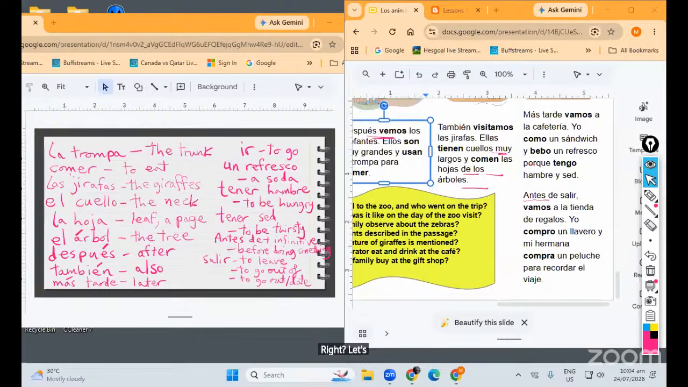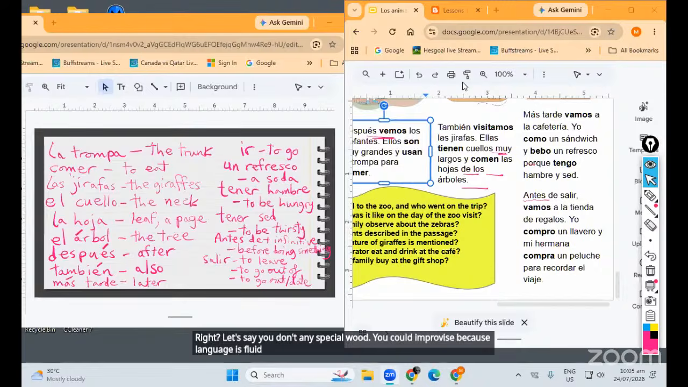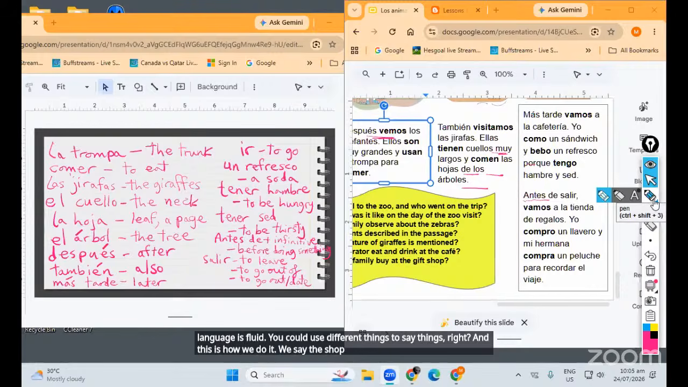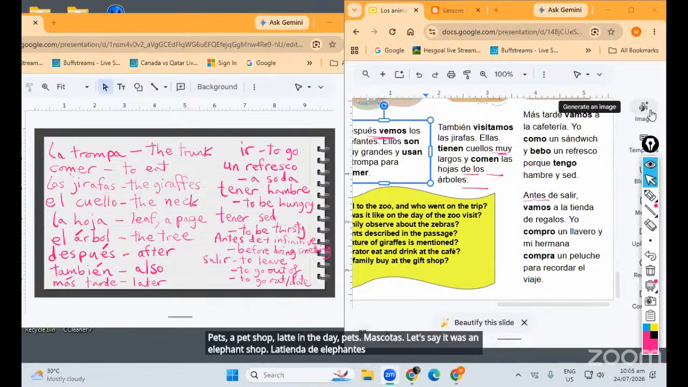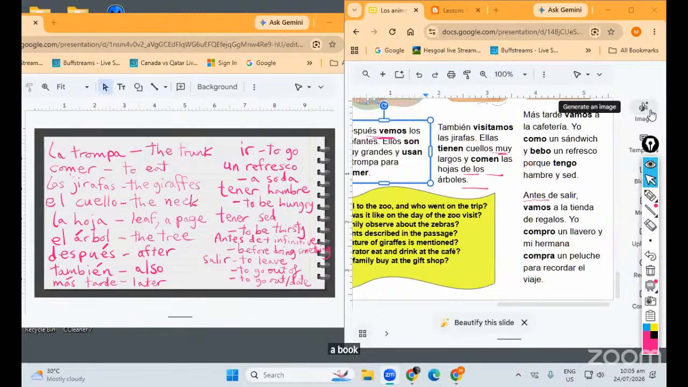Let's say you don't know the special word. You could improvise because language is fluid. You could use different things to say things, right? And this is how we do it. We say the shop of whatever. So let's say it was a shop selling pets, a pet shop, La tienda de mascotas. Let's say it was an elephant shop, La tienda de elefantes. A giraffe shop, La tienda de jirafas, right? A bookstore. There's librería, but if you can't remember librería, you say La tienda de libros, and you'll get by in a pinch, right?